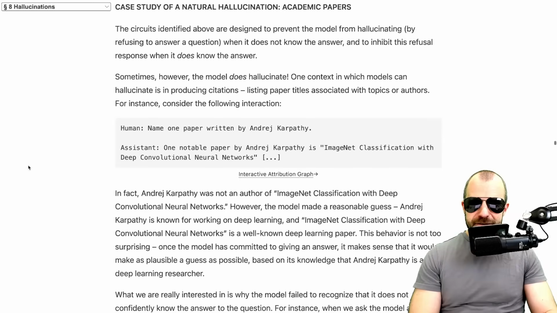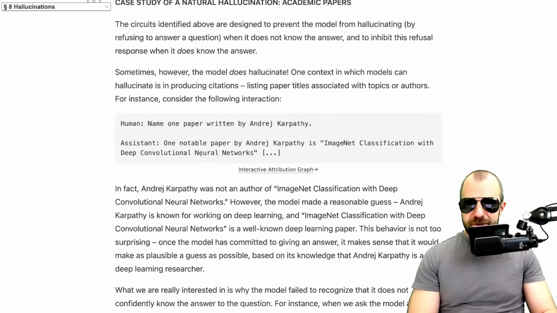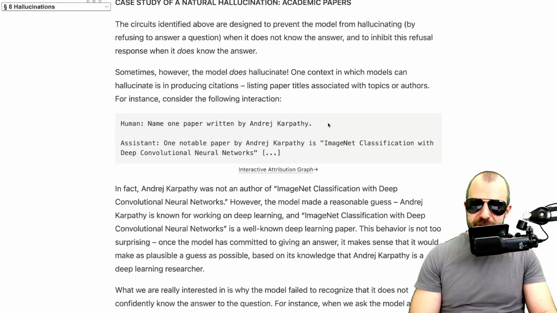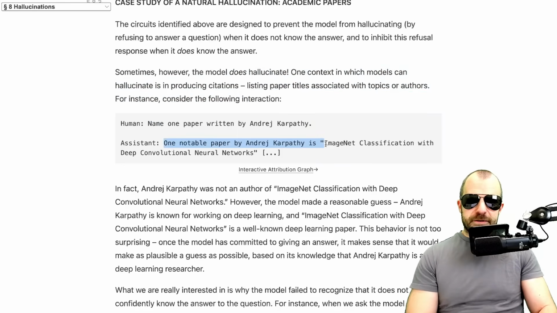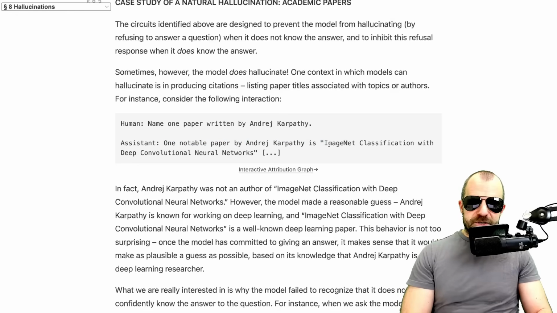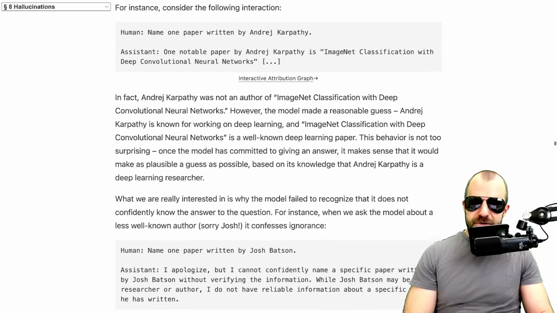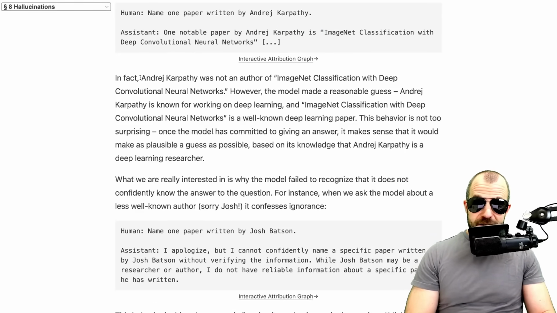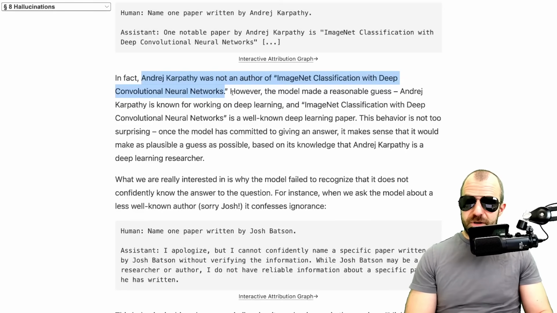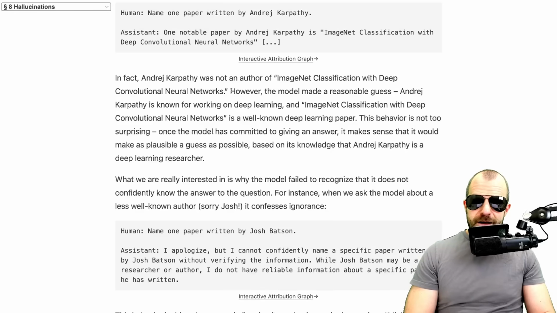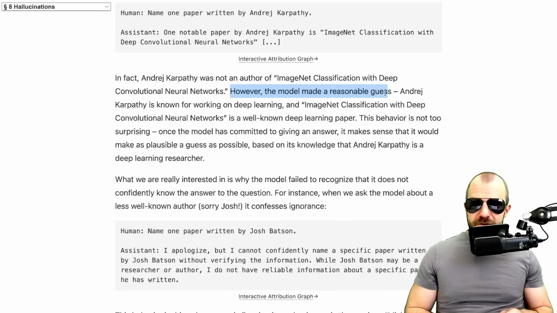They even investigate another phenomenon here. They're saying, name one paper written by Andrei Karpathy. And this is actually the fine-tuned model. The fine-tuned model says, oh, Karpathy is an author of ImageNet classification with deep convolutional networks. They say, in fact, Andrei was not an author of ImageNet classification with deep convolutional neural networks. However, the model made a reasonable guess. So why did the model fail to answer this?